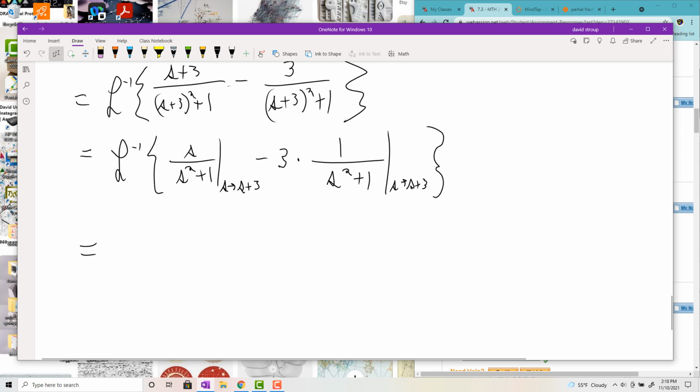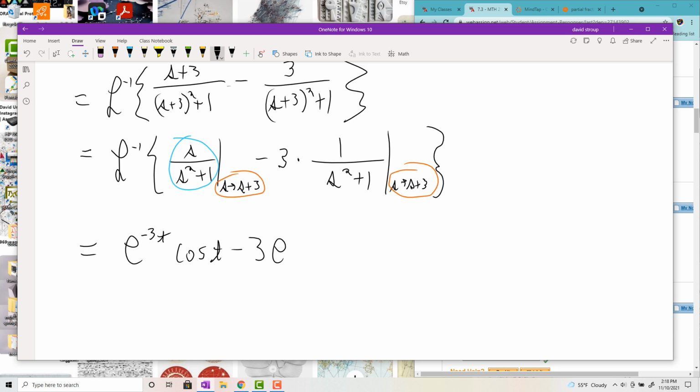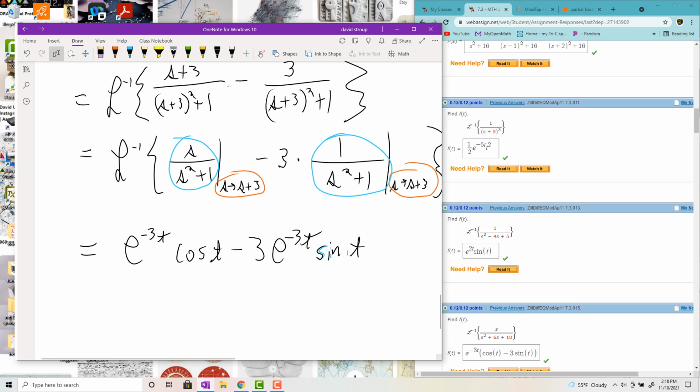Then we could start chipping away. So that first guy, from the shift, this part, there'll be an e to the negative 3t. And then this part is the cosine of t. And then minus 3. And again, you can pop out this shifter part, which is the e to the negative 3t. And then the rest of it is just a sine, right? Sine of t. Okay.